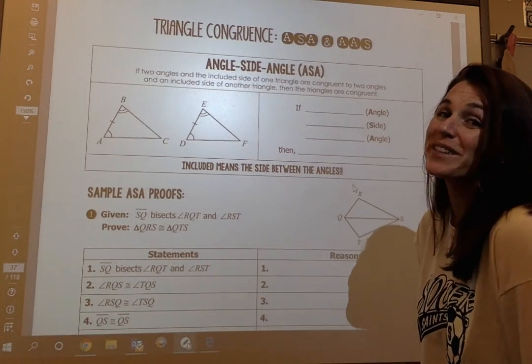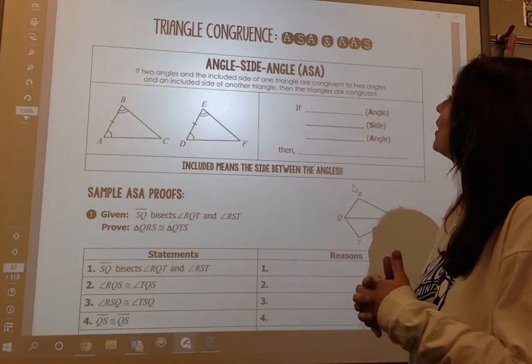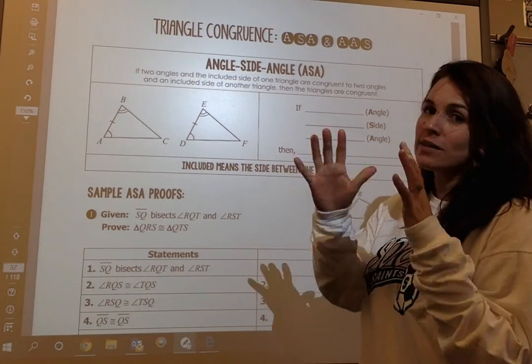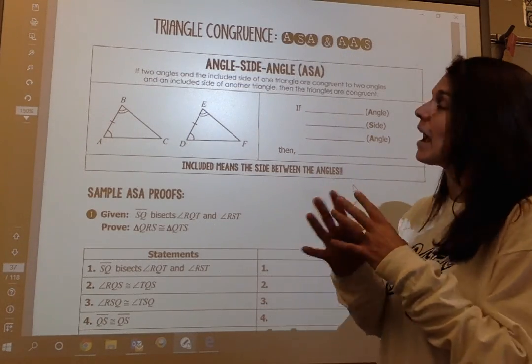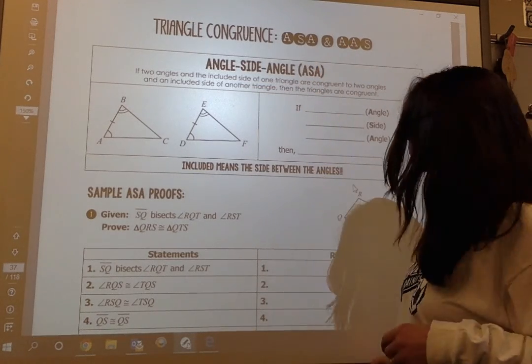Let's do some more proofs because, you know, they're fun. Hopefully these are easier now that we're getting into the triangles. We've already done side, side, side, and side, angle, side. Now we're going to look at the difference between angle, side, angle, and angle, angle, side.